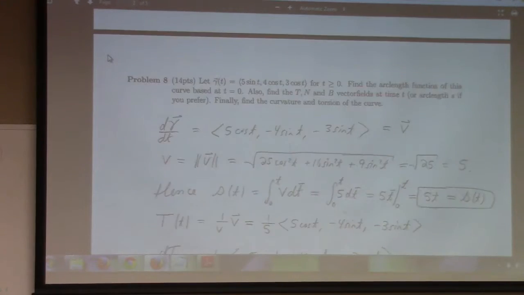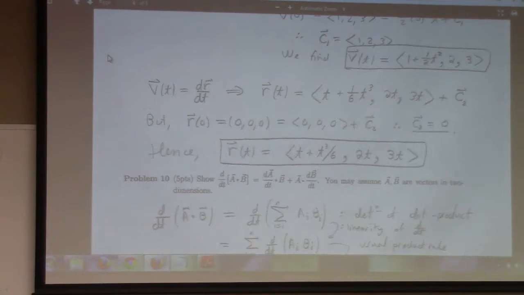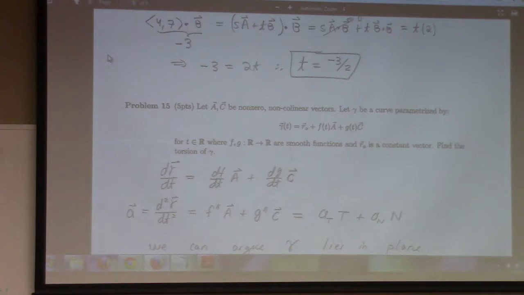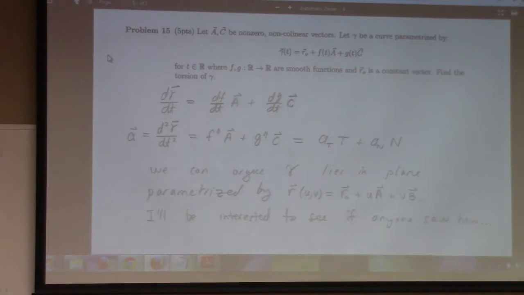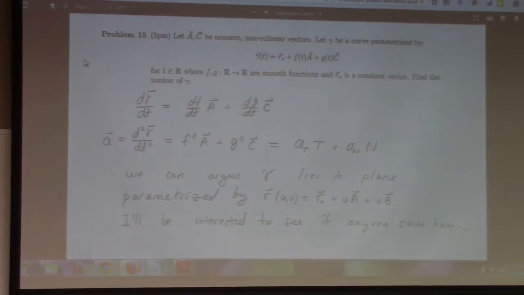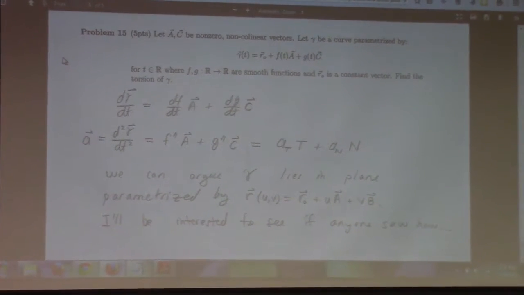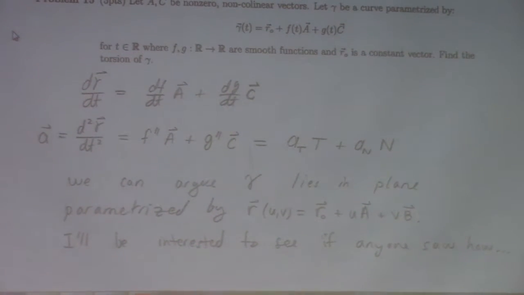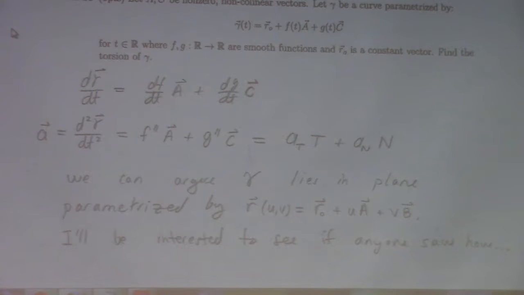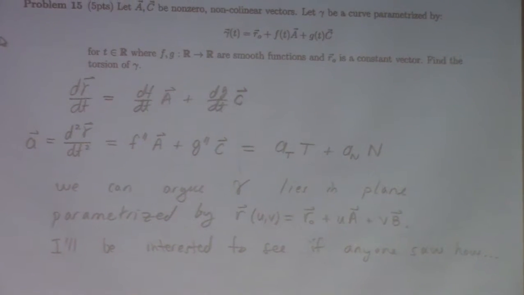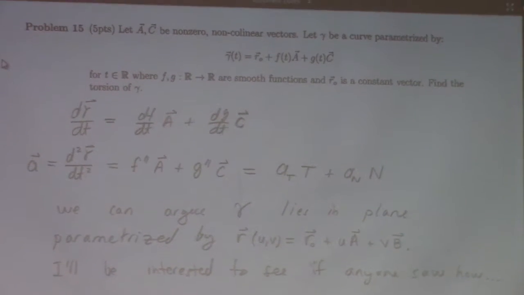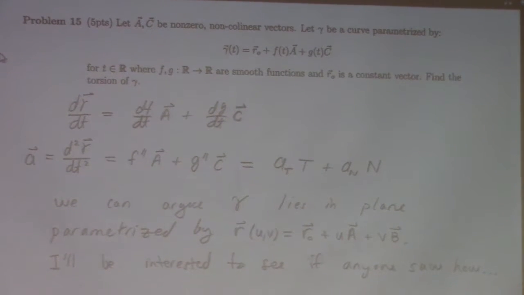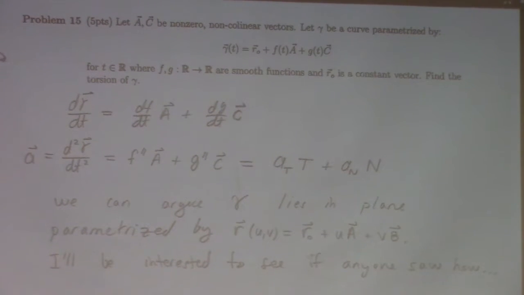Okay, the last problem you asked me about? Problem 15. Oh, so A and C are non-zero, non-collinear vectors, and gamma is a curve, parameterized like so. F and G are smooth functions, which means I can differentiate to my heart's content, and are not the constant vector. Find the torsion.